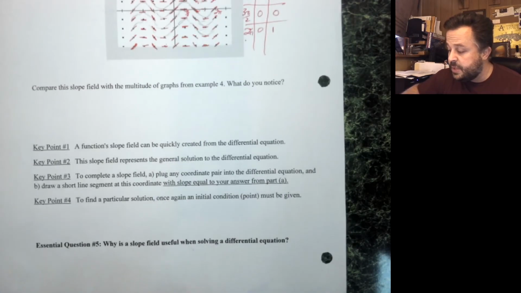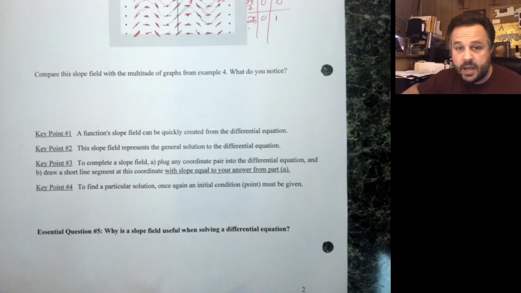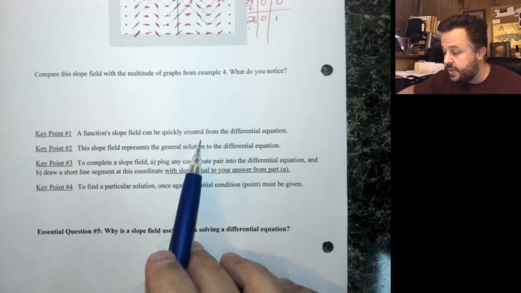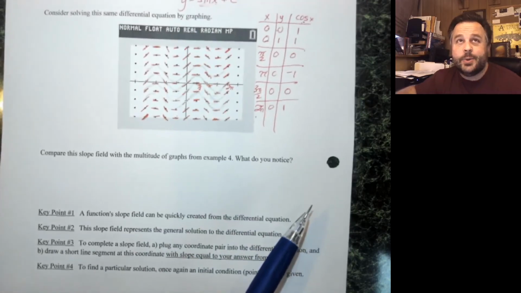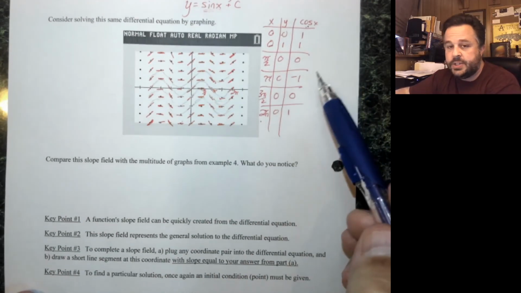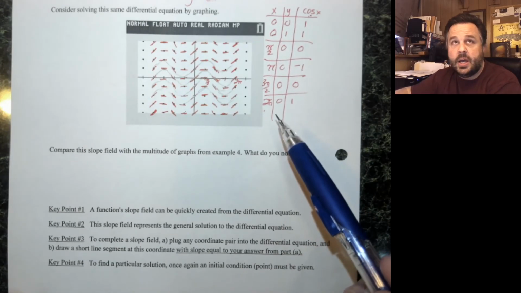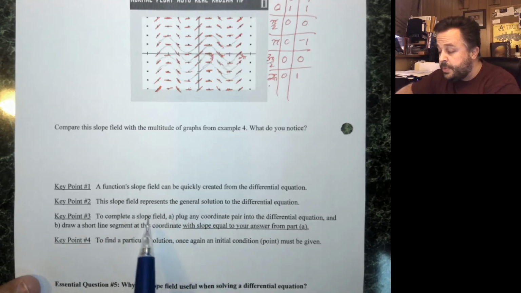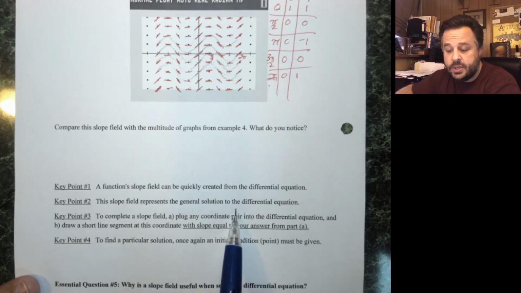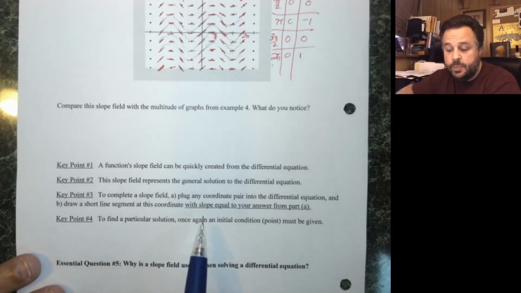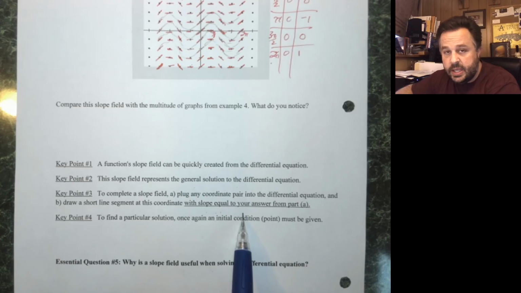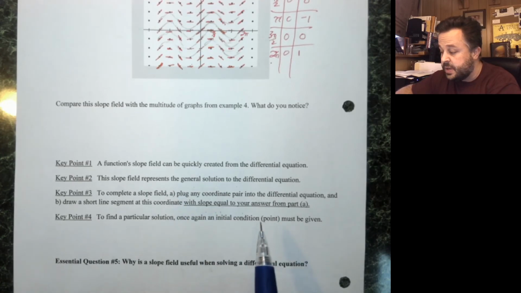So let's go over these 4 key points and then look at that 5th question about slope fields. Key point number 1: a function's slope field can be quickly created from the differential equation. It's quick because primarily it's just calculations. It can be tedious sometimes as we're doing quite a few calculations, but still, it can be created without a whole lot of effort. The slope field represents the general solution to the differential equation. To complete the slope field, you plug any coordinate pair into the differential equation, and draw a short line segment at this coordinate with a slope equal to your answer from the first part.